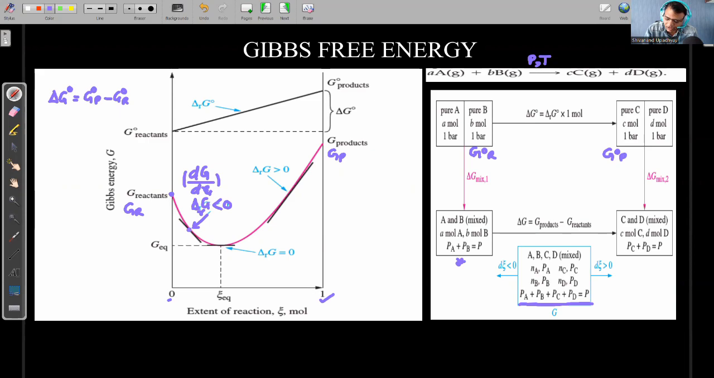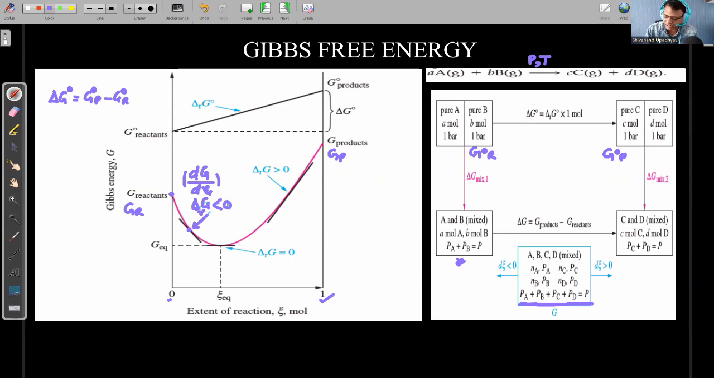We are taking a point. On that point, if we draw the tangent, the slope of the tangent is delta G reaction. So the slope of the tangent here is negative, which means delta G reaction is negative, and we know that a negative delta G reaction means the reaction is spontaneous in the forward direction.